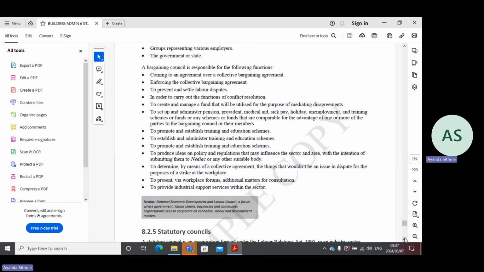Then we have the bargaining council. The council is responsible for the following functions. So these are the functions of the bargaining council: coming to an agreement over a collective bargaining agreement, enforcing the collective bargaining agreement, and preventing and settling labor disputes in order to carry out the functions of the contract. So those are all the functions of the bargaining council. Let's go through them.